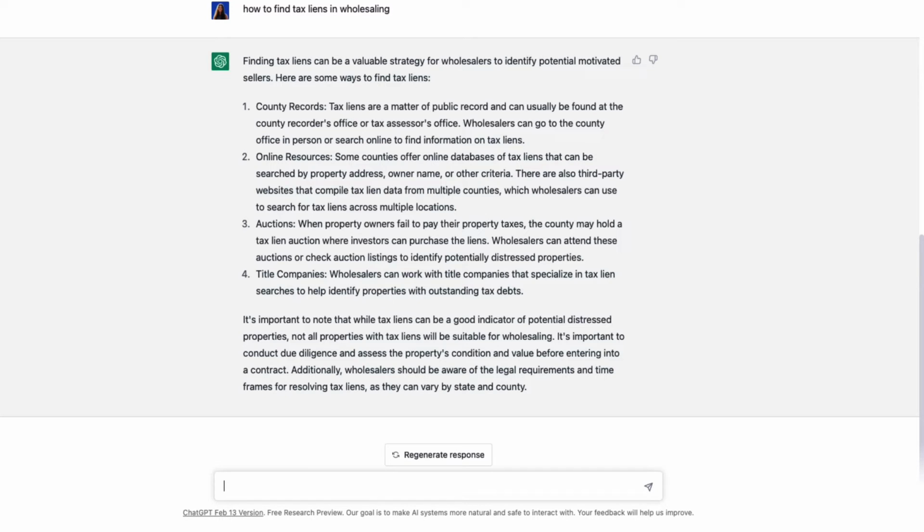Lastly, title companies. Wholesalers can work with title companies that specialize in tax liens to find properties with outstanding tax debt. ChatGPT also notes that it's important to conduct due diligence and assess the property's condition and value before entering into a contract.